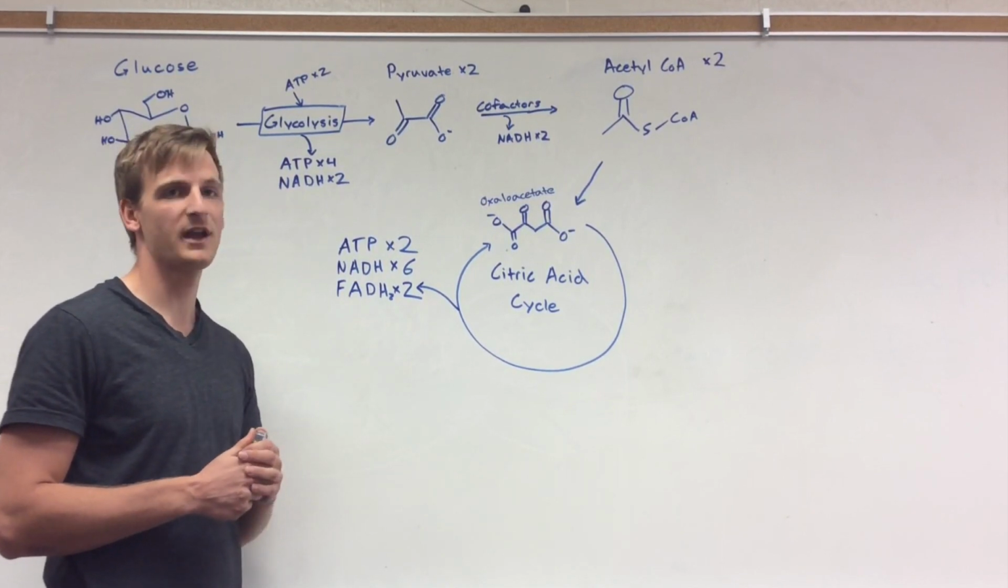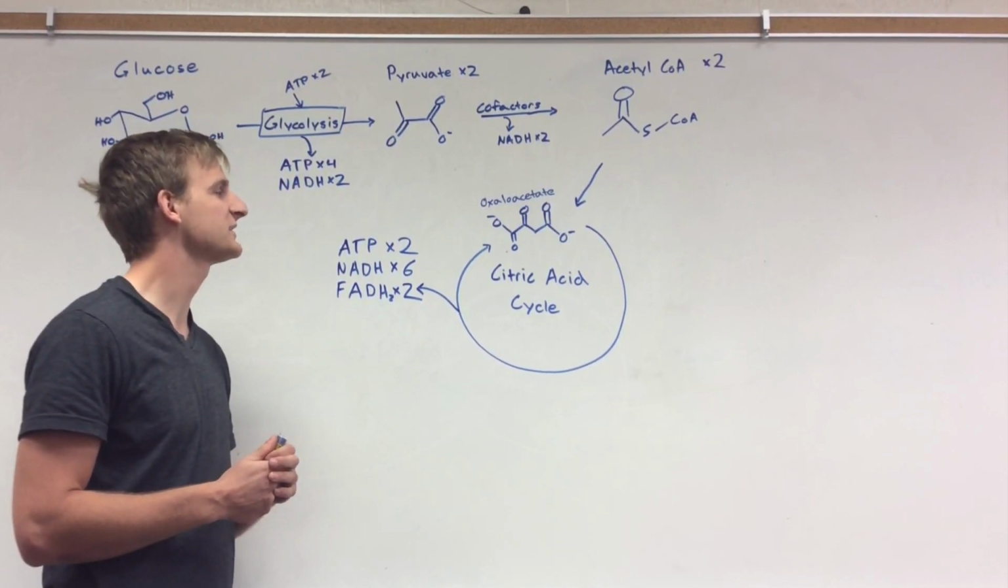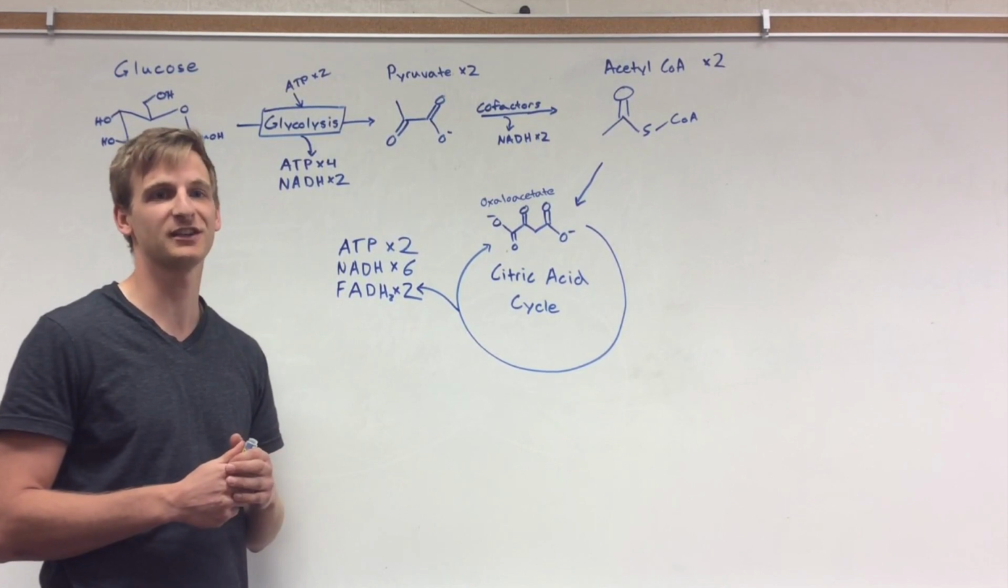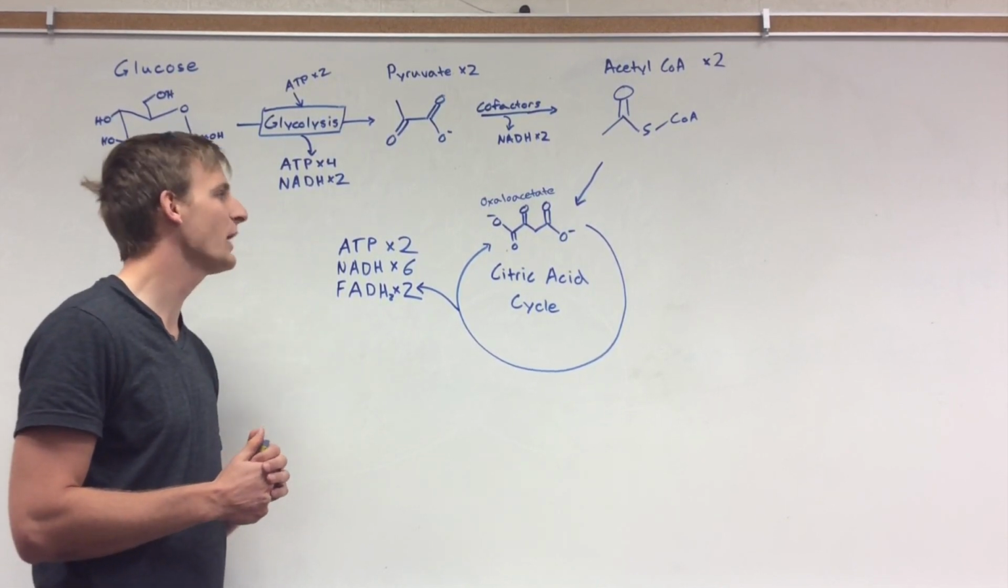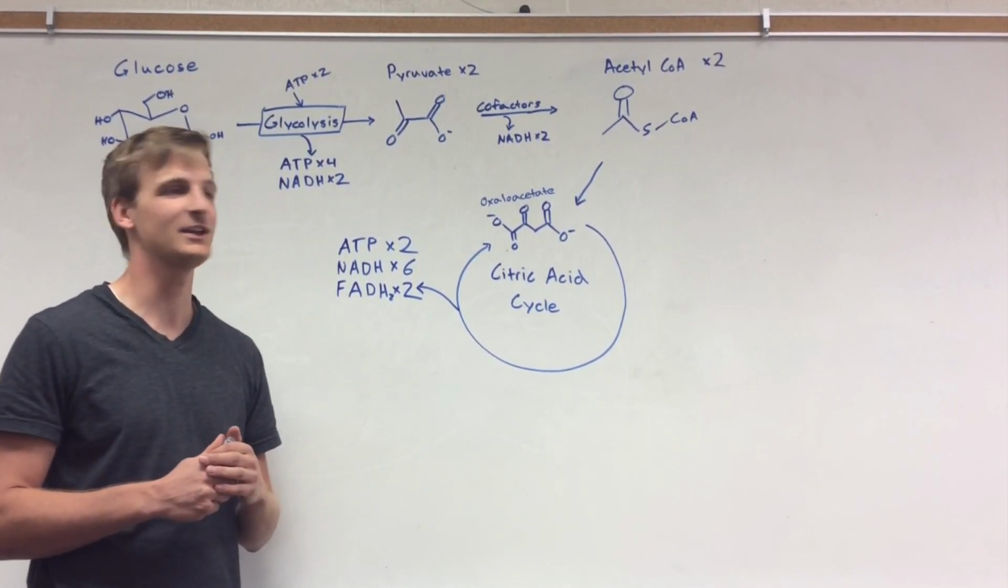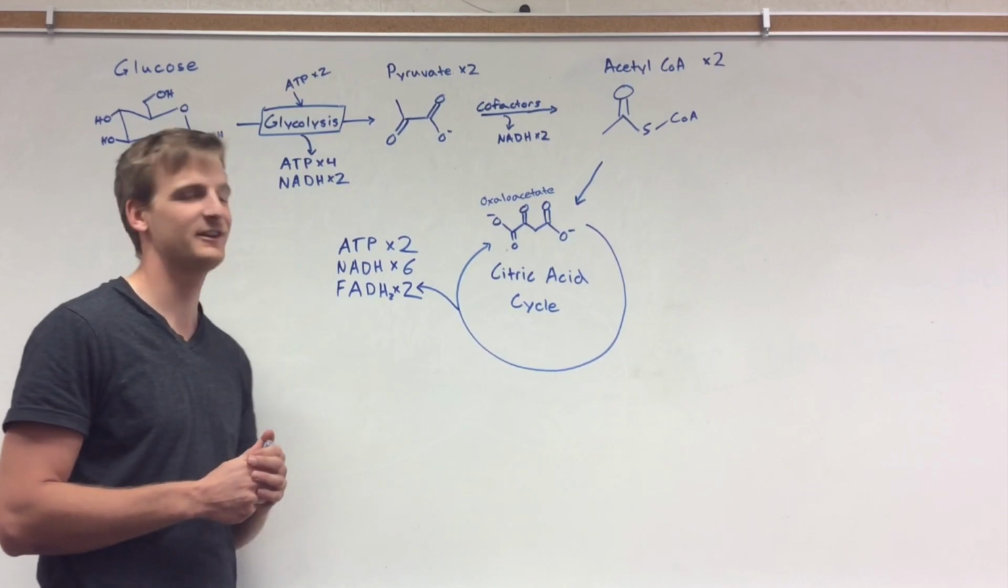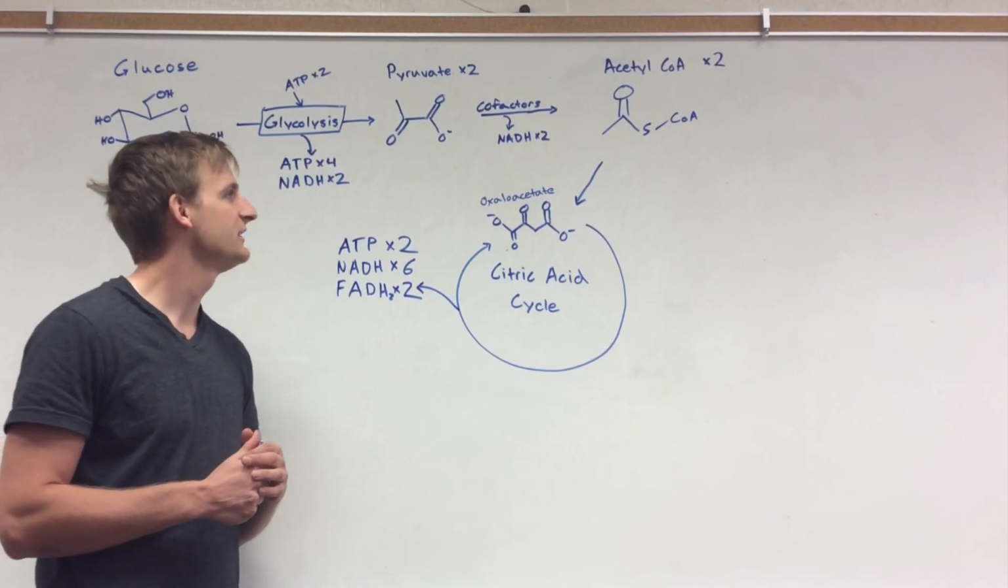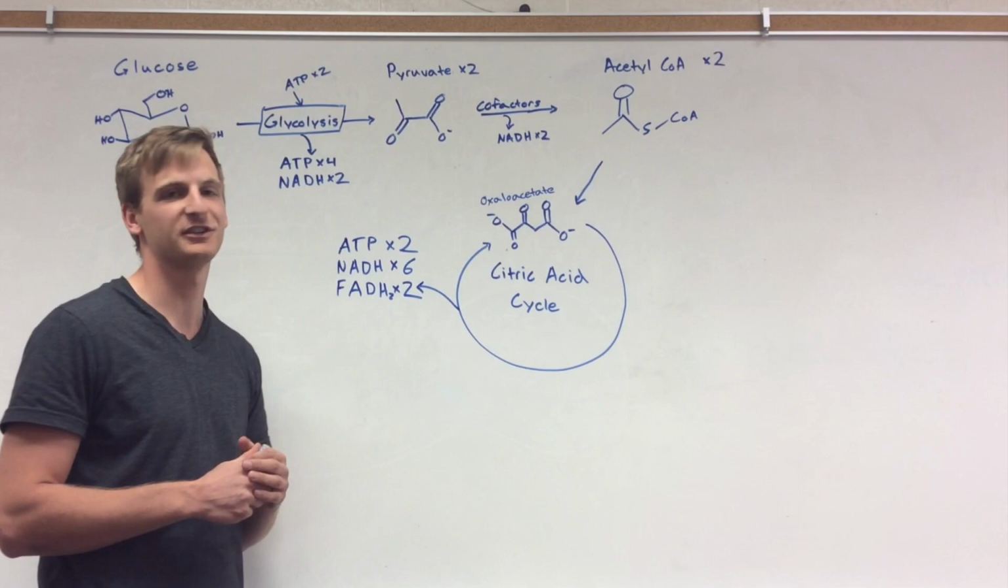The acetyl-CoA is then reacted with oxaloacetate in the citric acid cycle. This produces 2 ATP, 6 NADH, and 2 FADH2 molecules. David will now show us the mechanism for the citric acid cycle.